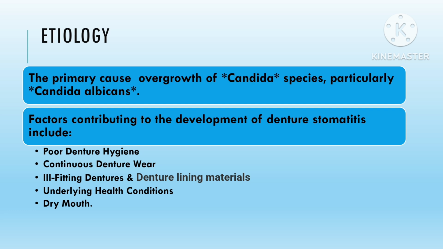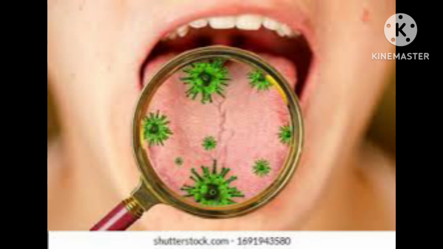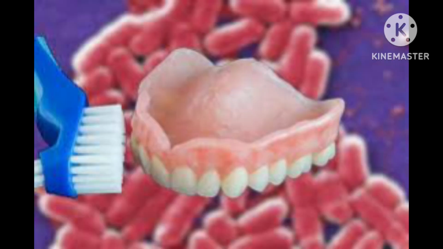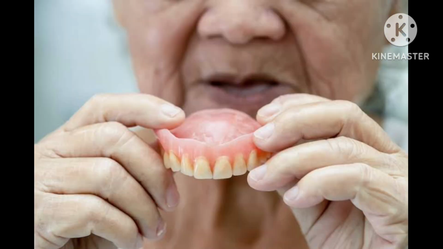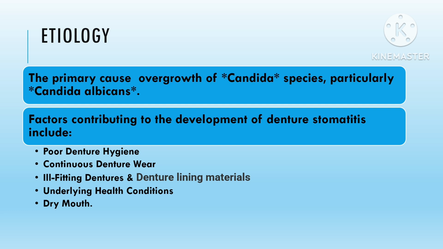The factors contributing to the development of denture stomatitis include mainly poor denture hygiene and continuous denture wear, because when the patient wears the denture continuously without removal, it can lead to an environment where the Candida can thrive. Ill-fitting dentures, or dentures which do not fit properly, can create an area of trauma and chronic irritation, contributing to inflammation and the candidal infection.